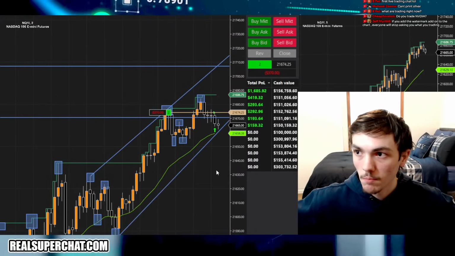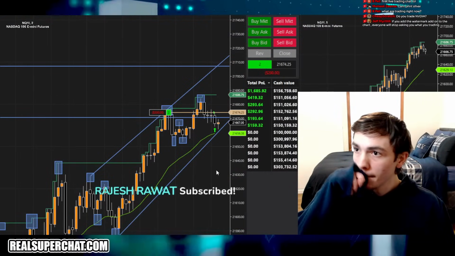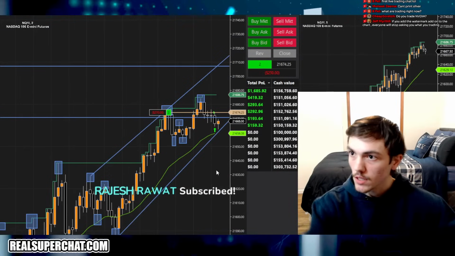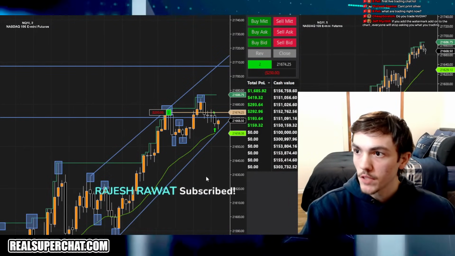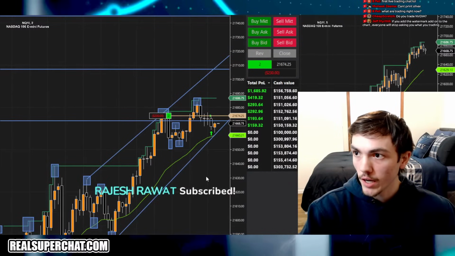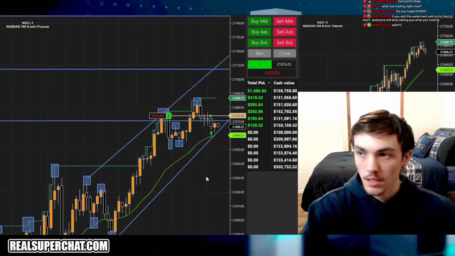ATR is at 13. We'll see. This is climbing up. So far, if this bounces here, the NQ created a higher low. Let's see if we can reclaim that pivot point at 21,670.